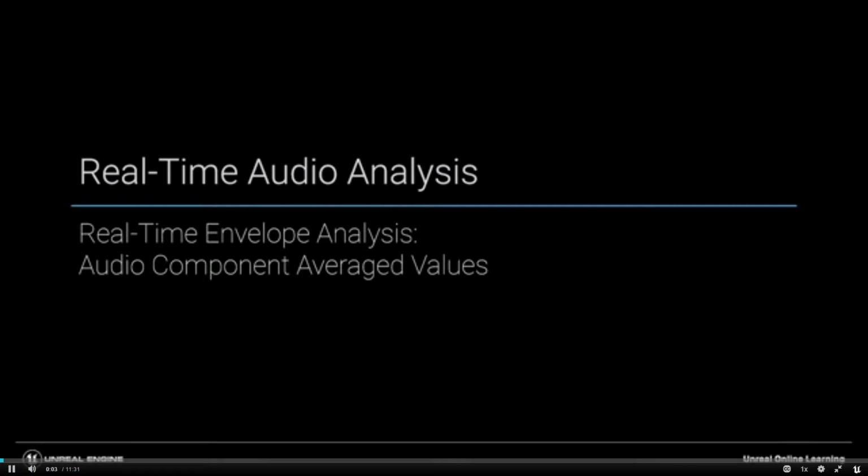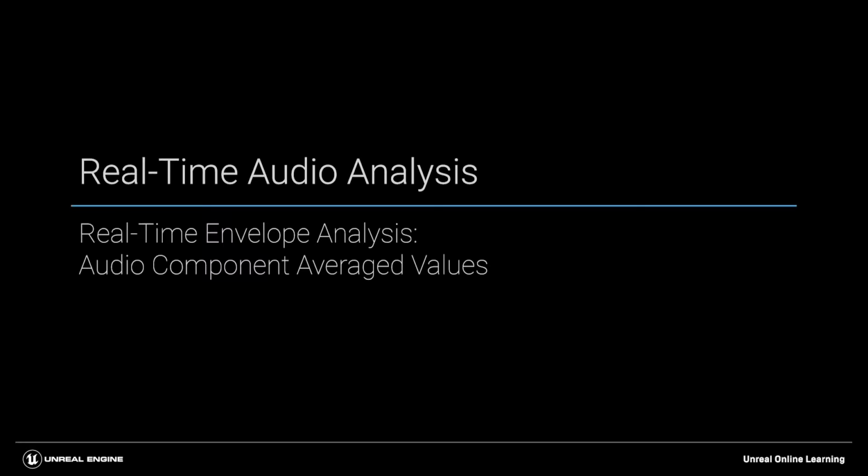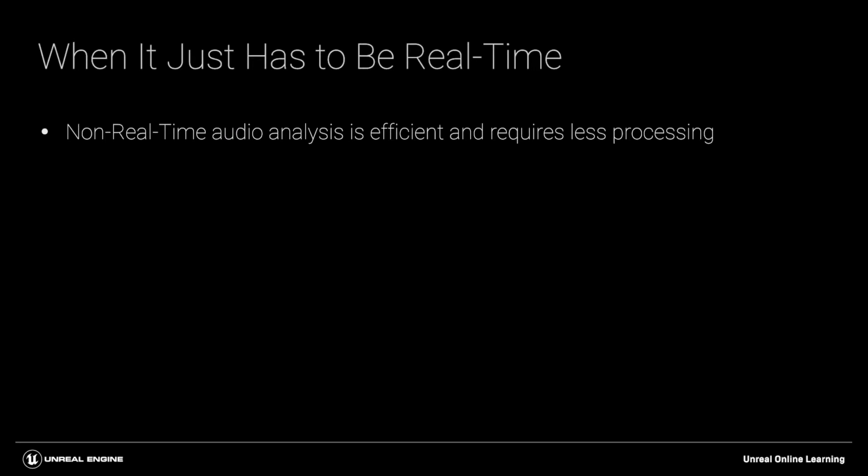In previous videos, we've looked at ways in which we can do offline analysis of the amplitude envelope or frequency content of audio, and how we can use this to affect parameters and events in games. This is an efficient way of working since we're not trying to analyze the audio in real time, something which can have significant processing overhead.